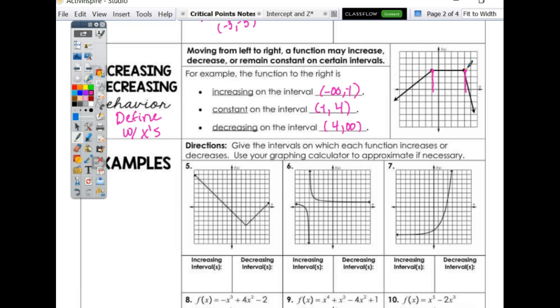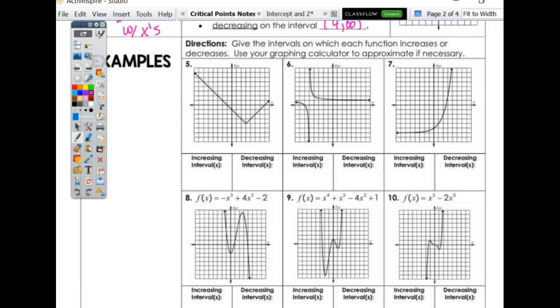Okay? All right. So if I look here, if I start at negative infinity and I go to here, I'm decreasing to 3, and then 3 to infinity is increasing.